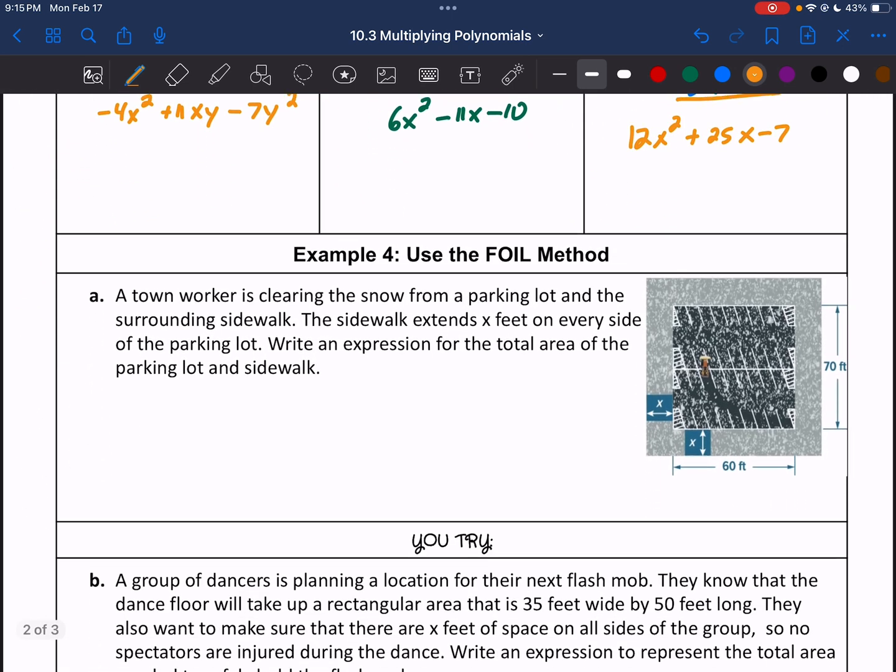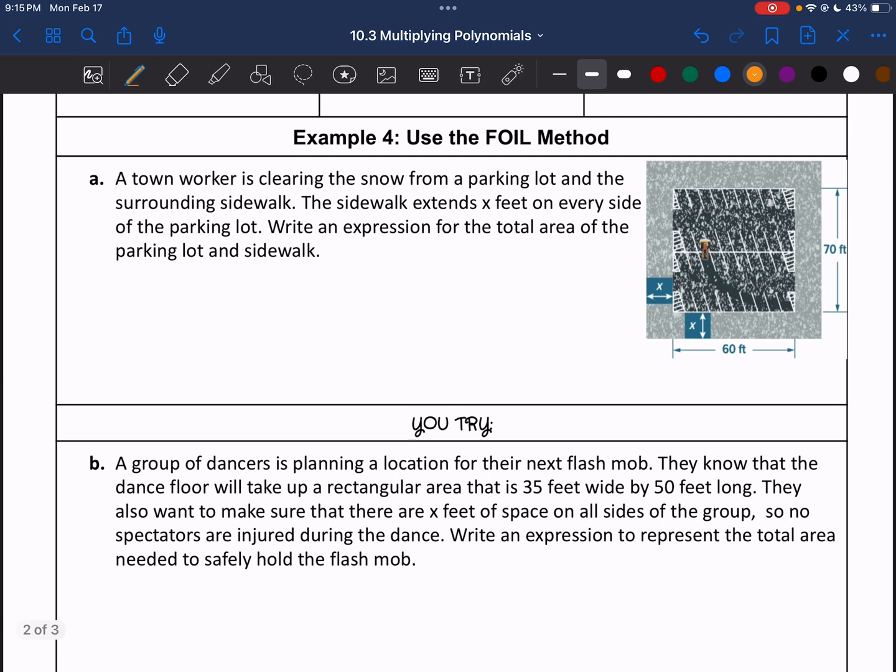So our next example is using the FOIL method. We have a town worker clearing snow from a parking lot and the surrounding sidewalk. The sidewalk extends x feet on every side of the parking lot. Write an expression for the total area of the parking lot and the sidewalk.